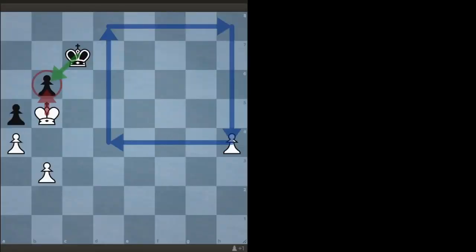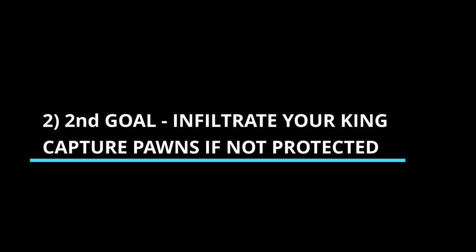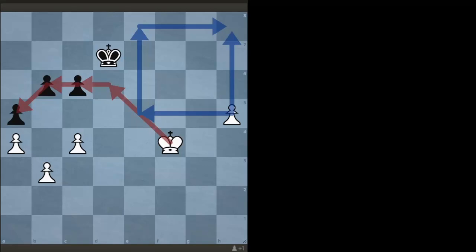First, what are the goals of creating an outside passed pawn? The first goal is to decoy the king from protecting its pawns, because if the king is not protecting the pawns, you can simply grab the pawns, and after that winning the game is pretty easy. Whenever you infiltrate your opponent's position with your king, it's advantageous. Therefore, the second goal is to infiltrate the position with your king and then capture the pawns.